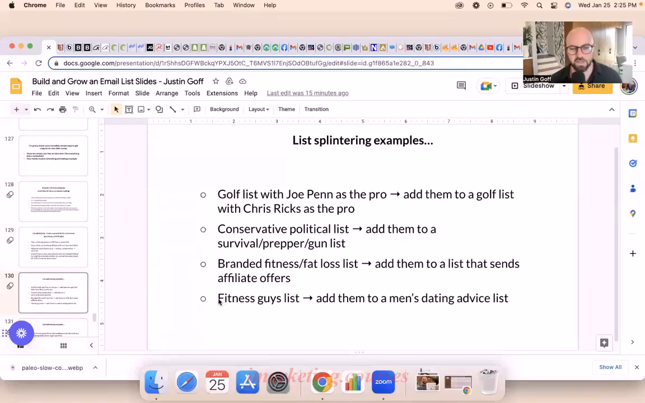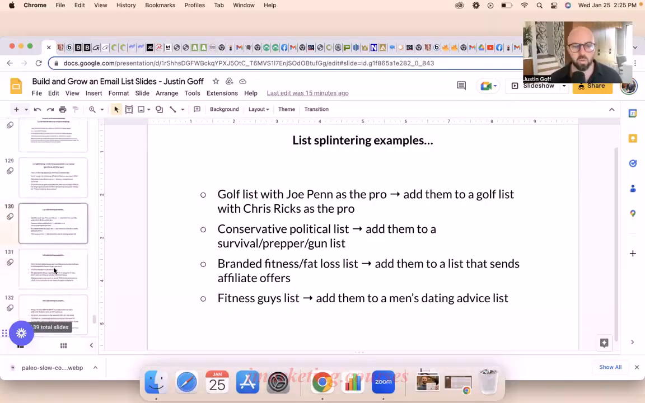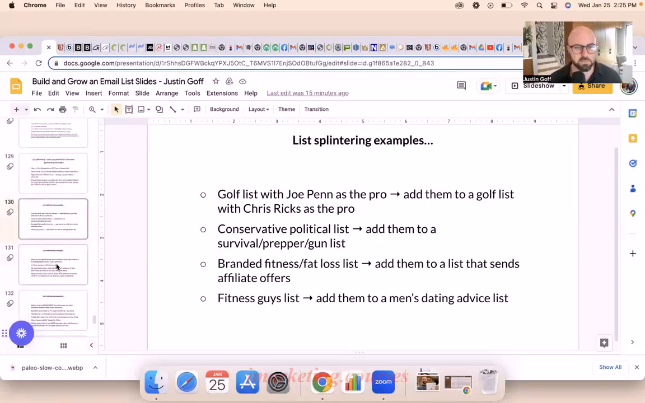I've seen a guy in the fitness niche do this where he took his fitness list and then made a second list, which turned into a men's dating advice list. The reason he did this was because he sent a lot of men's dating offers to his fitness list and it converted like crazy. So he knew firsthand that, okay, these guys are also looking for dating information. Now let's just duplicate the list and put these guys on a dating list.